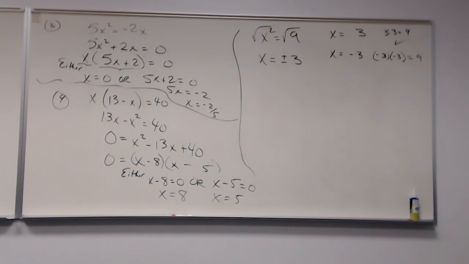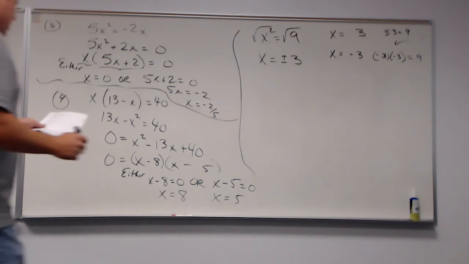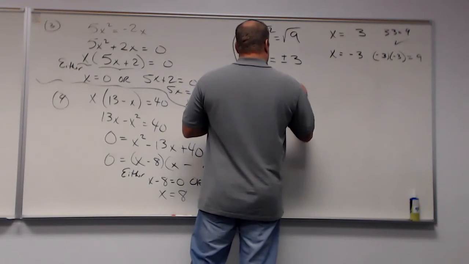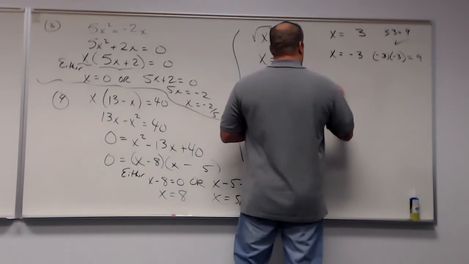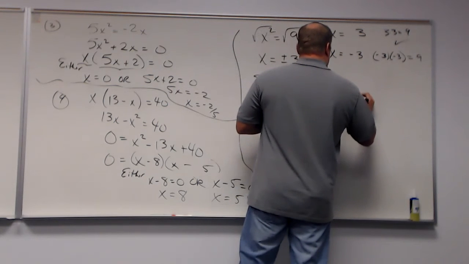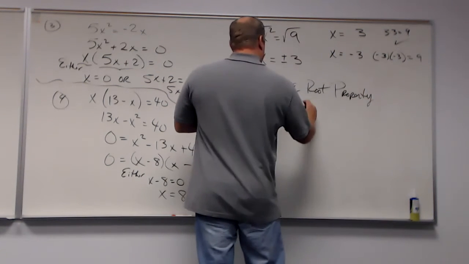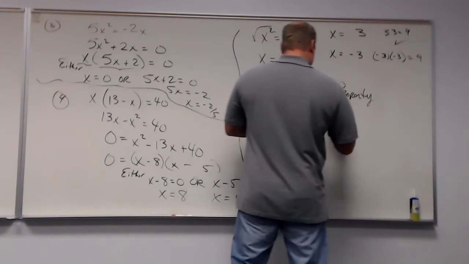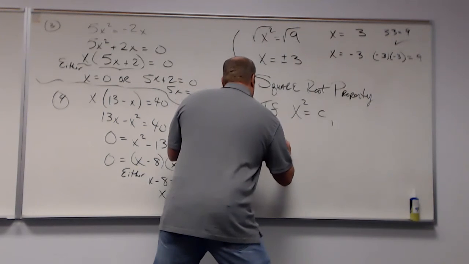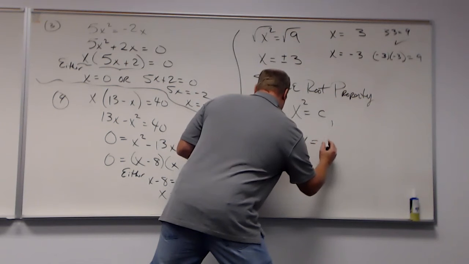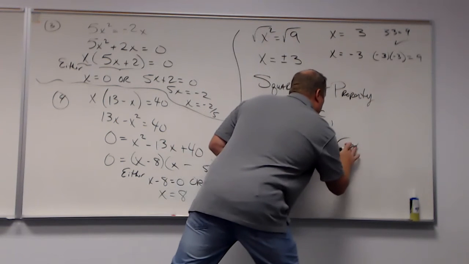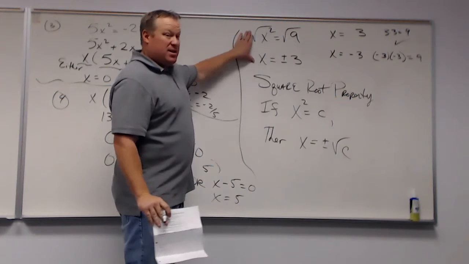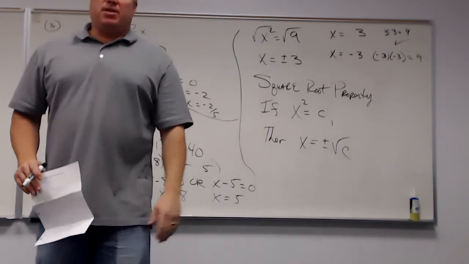Really, that determines what's called the square root property. The square root property, write this down. It says that if x squared equals c, then x equals plus or minus square root of c. Pretty much, I understand this a lot more easily than this. This is just a mathematical definition for it.